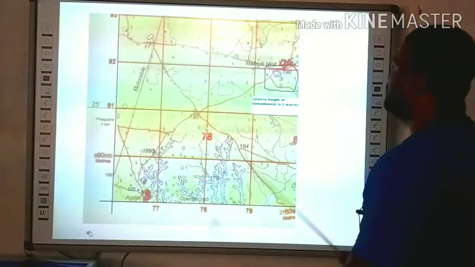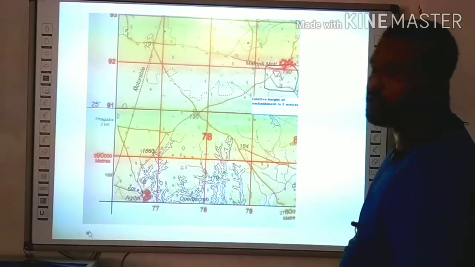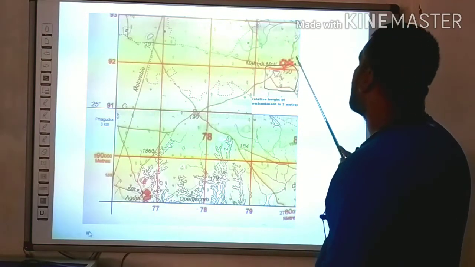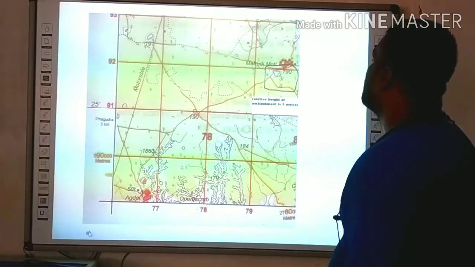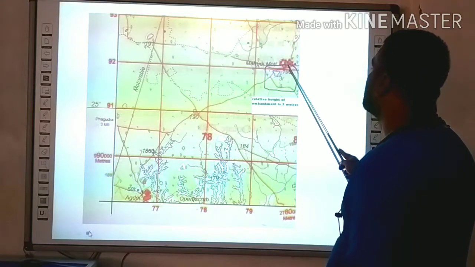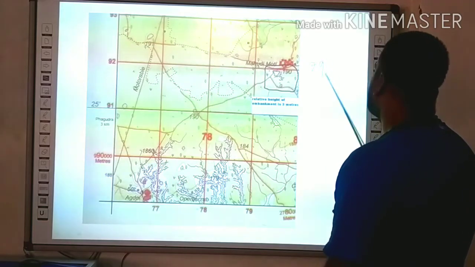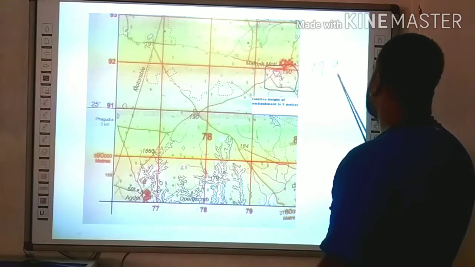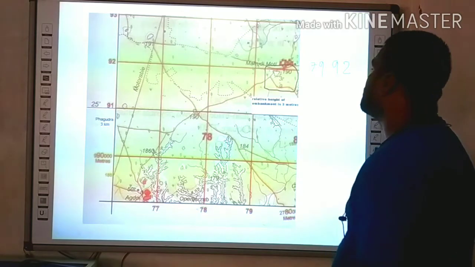Now let us try to do the same thing in this part of a map. So let us try to find out the 4-figure grid reference for the settlement Mahudi Moti. So for that, first of all, you have to find the easting. What will be the easting? The easting will be 79. And the northing will be 92. So this is the 4-figure grid reference of this settlement Mahudi Moti.